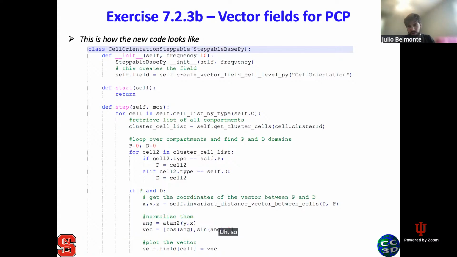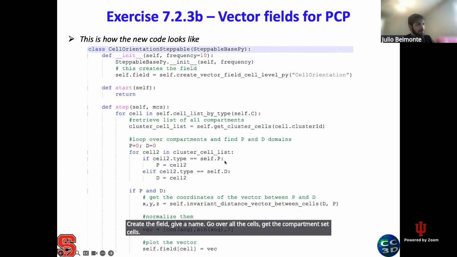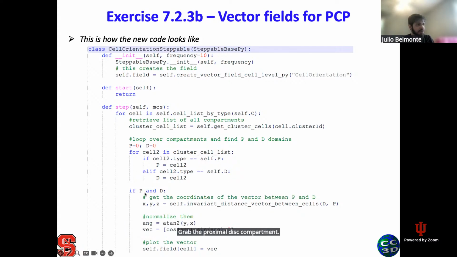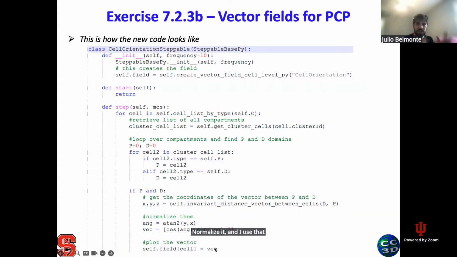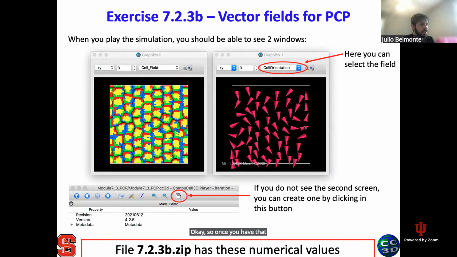After I do this, this is the whole code for you to see. Create the field, give it a name, go over all the cells, get the compartment set cells, grab the proximal of this compartment, and if I have a proximal of this compartment, this is just a check. I get a vector distance between them, I normalize it, and I use that to populate the vector field. Once you have that, you can download this code from file 7.2.3b, and you run the simulation, and this is what you're going to get.